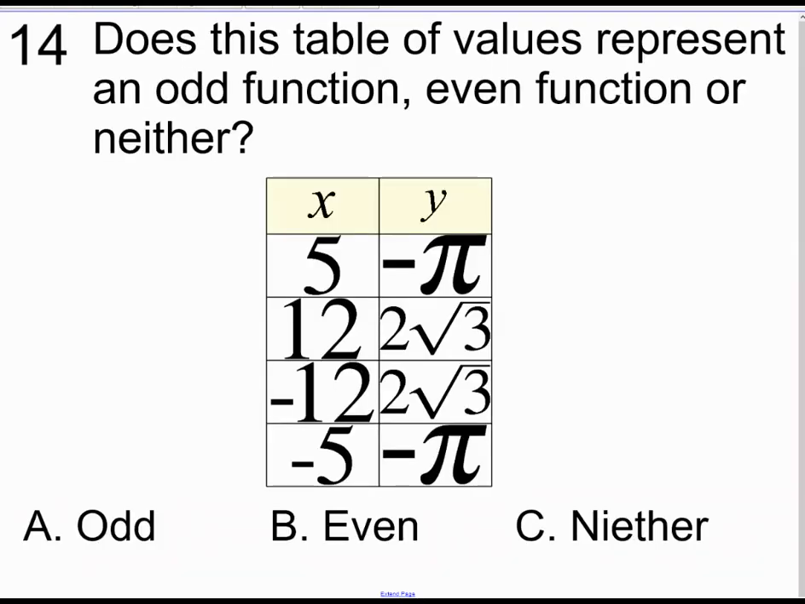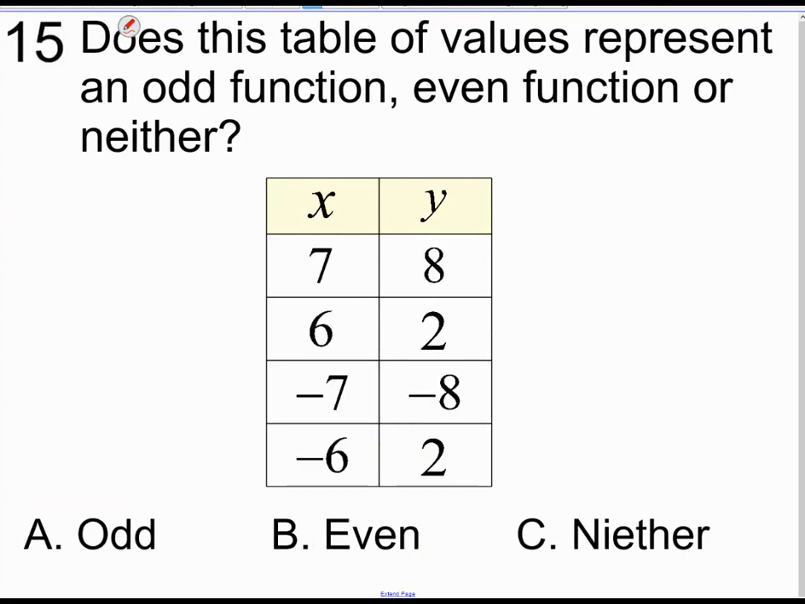Let's look at some more tables. Don't you just love tables? Pause that video and see if you can get that right. This is an even function. The 5s are outputting negative pi, and the 12s are outputting 2 root 3. So those outputs are irrationals.